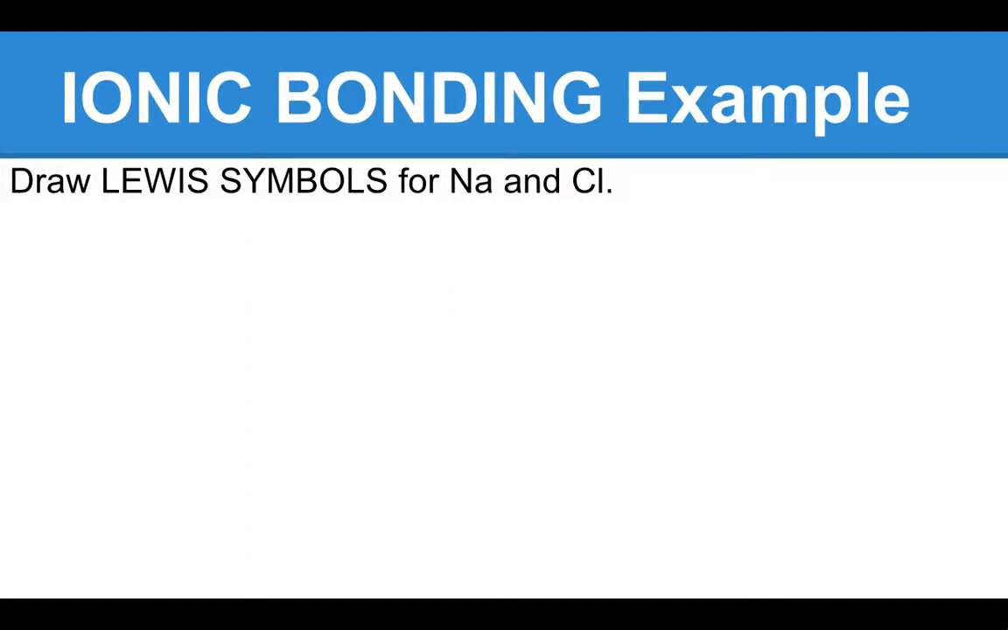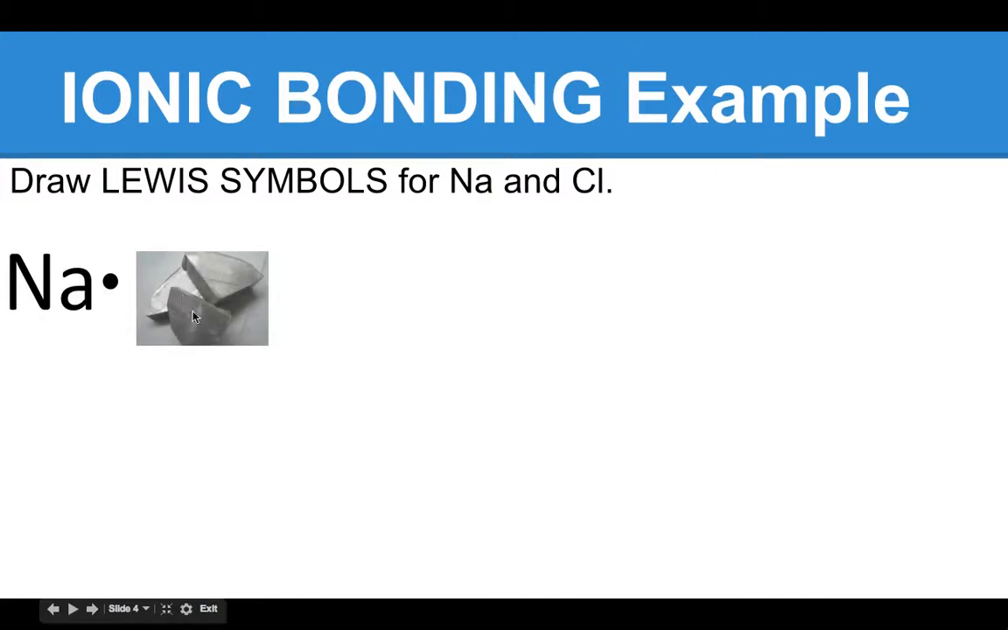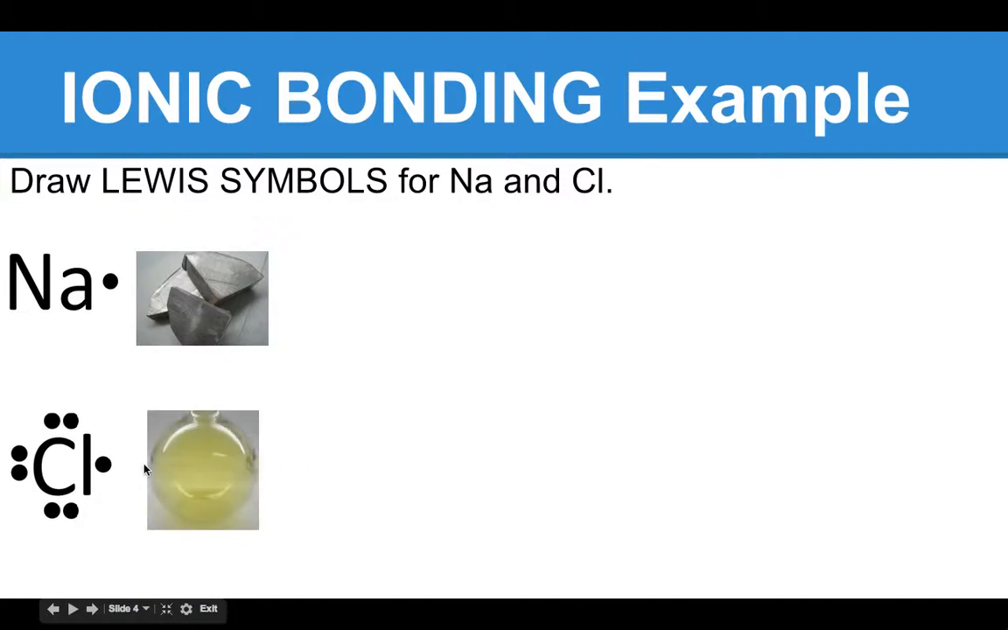Alright, so let's see what you got for your Lewis symbols for Na and Cl. Na is going to have one valence electron, so I'm going to put one dot on the outside of it. And it's going to look like this in real life. It's a metal. As you know, it's an alkali metal, and that's what it looks like. And then we have chlorine, which has 7 valence electrons, and it's actually a gas as an element. So this is what they look like in real life.